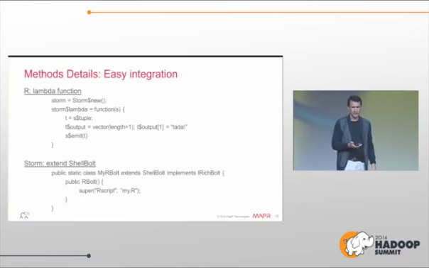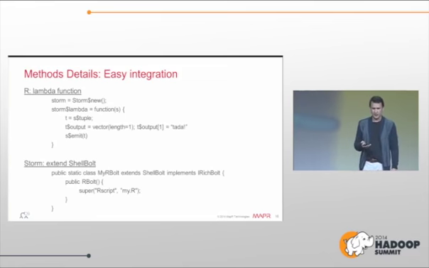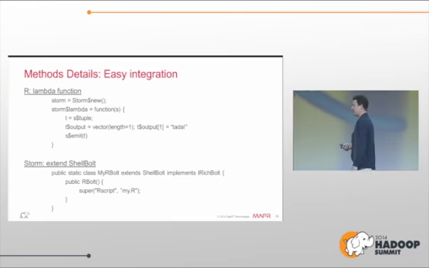In R, you basically just declare this object, and you implement a Lambda function. The Lambda function takes a data tuple, processes it, and maybe modifies it, and emits the data tuple. On the Storm side, you're extending this thing called ShellBolt, and all you really need to do is write a constructor that calls out to the path of where it can expect to find your R script, and you can implement it. So that's really all there is to it.